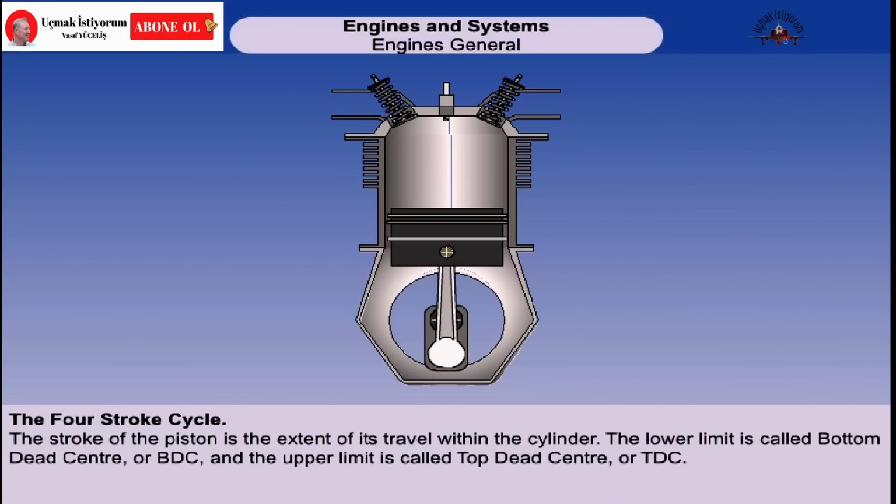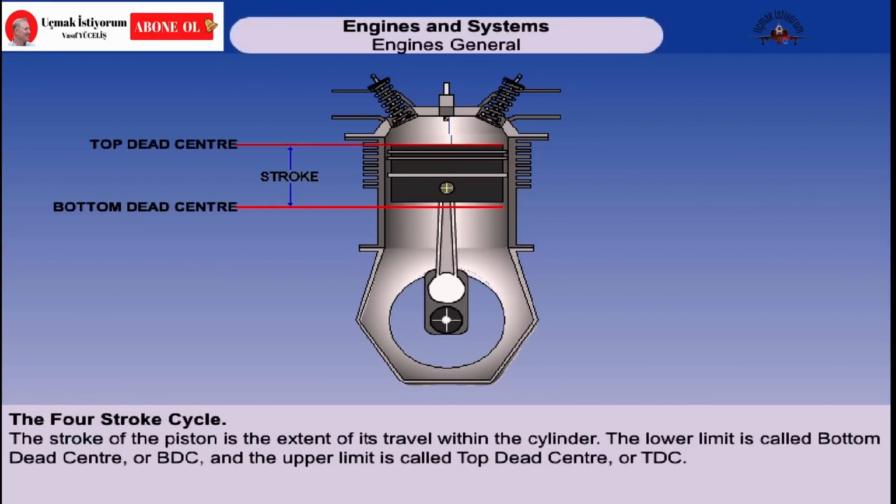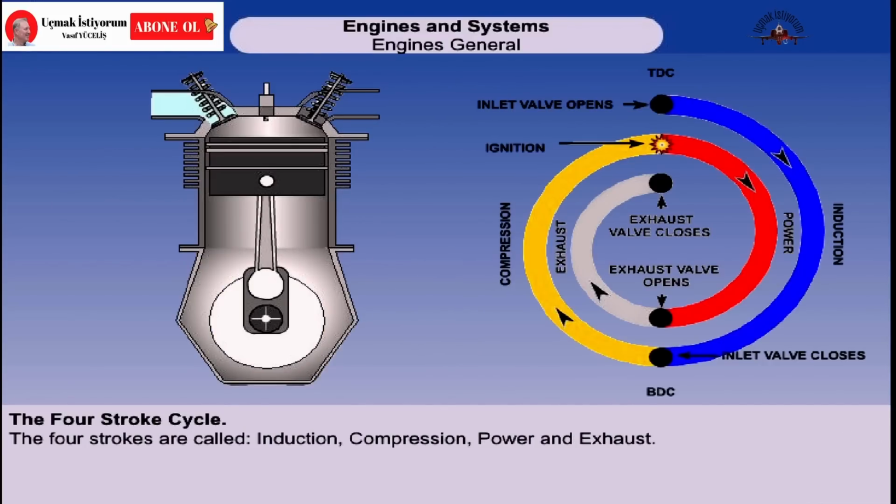The stroke of the piston is the extent of its travel within the cylinder. The lower limit is called bottom dead center, or BDC, and the upper limit is called top dead center, or TDC. The 4 strokes are called induction, compression, power, and exhaust. We'll use a simple single-cylinder engine to illustrate what happens in each of the 4 strokes. The timing diagram for the Otto cycle is shown on the right side of the screen.